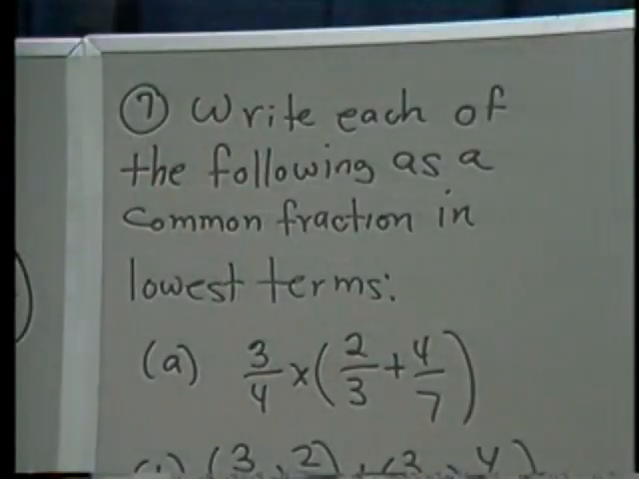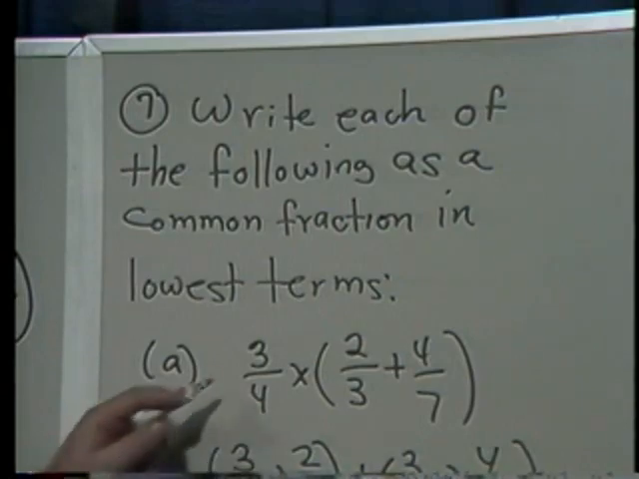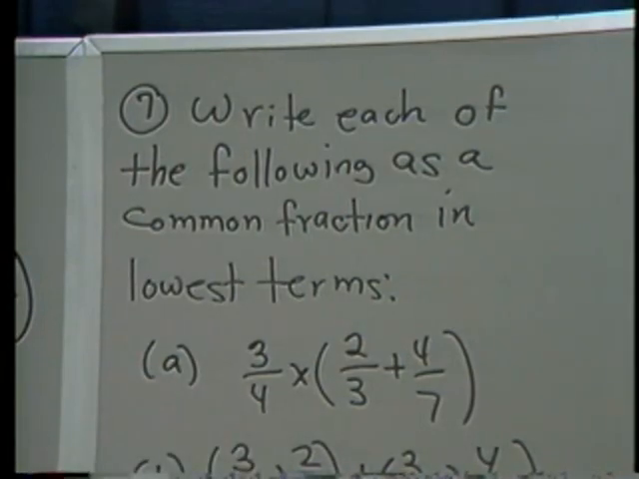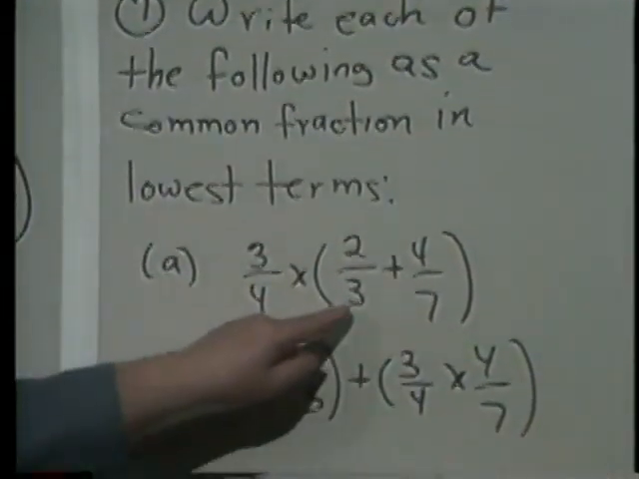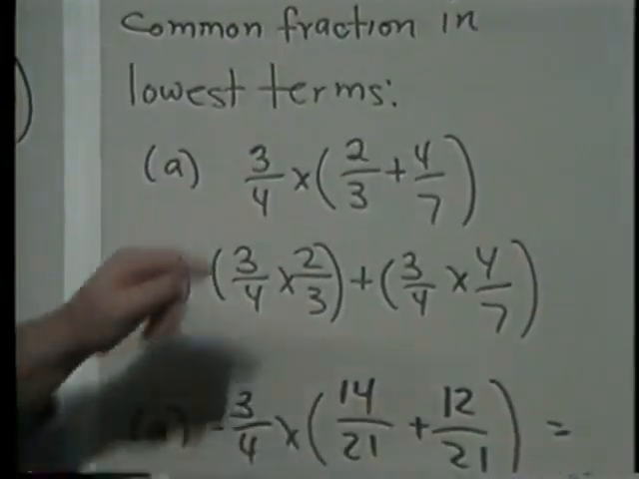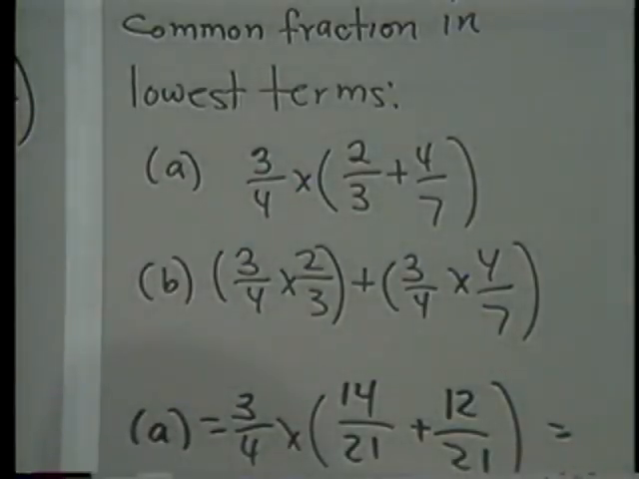Next one is designed to show you that even for fractions, the distributive property for multiplication still holds true. Problem number 7 says, write each of the following as a common fraction in lowest terms. Part A says you're going to take 3/4 and multiply it by the sum of 2/3 and 4/7. You see what that says? The parentheses are grouping symbols. Part A says, first add, then multiply.